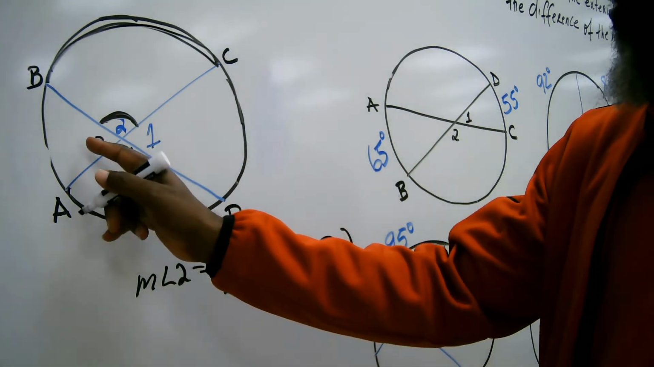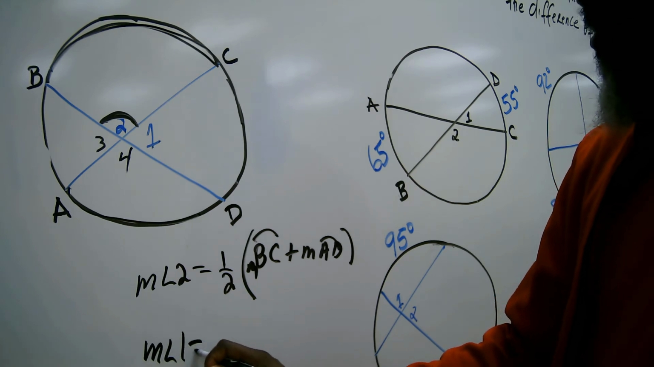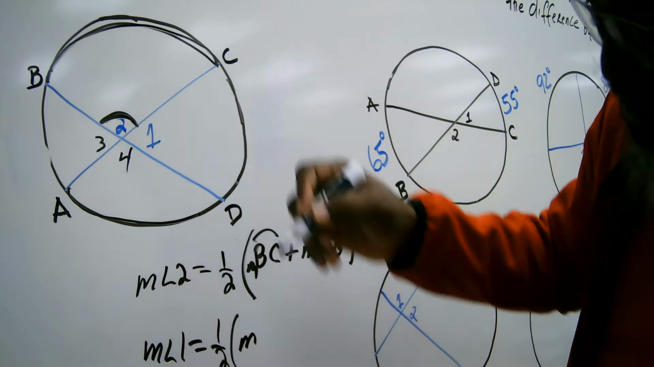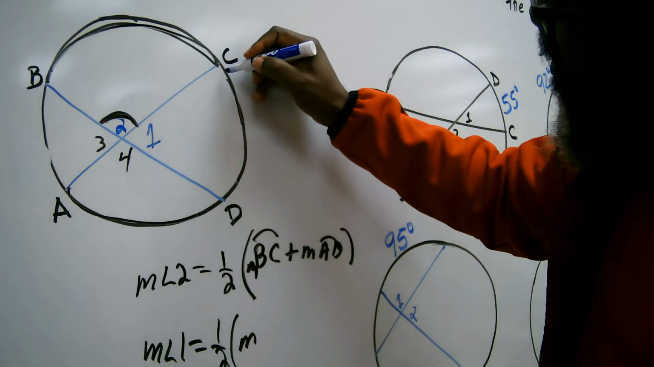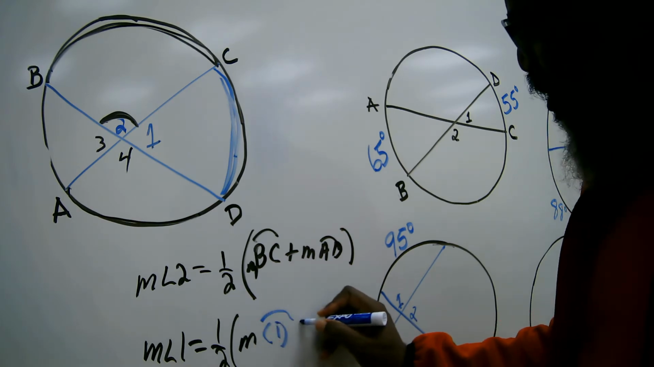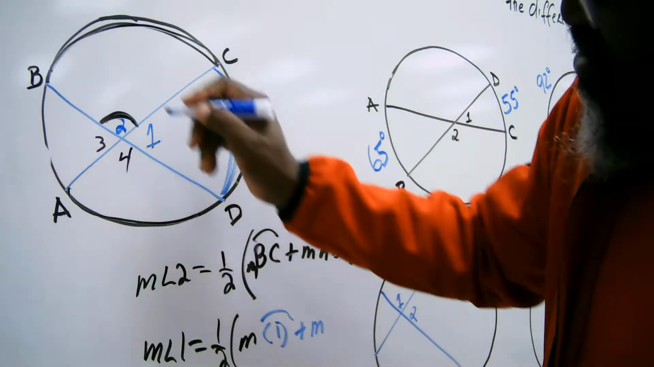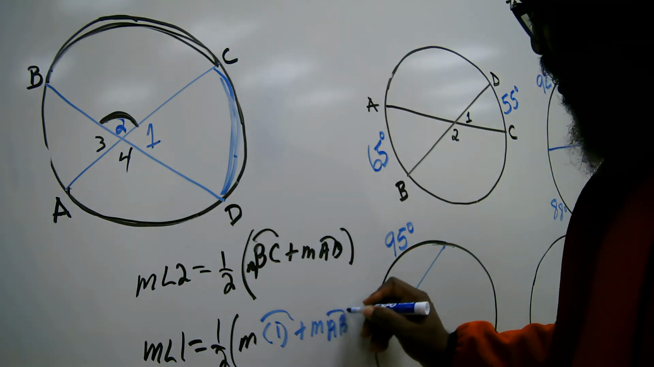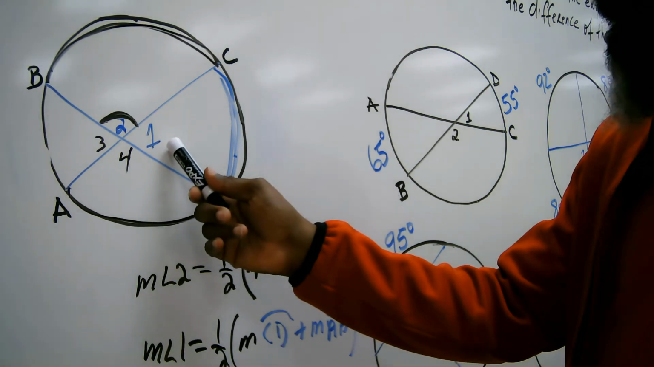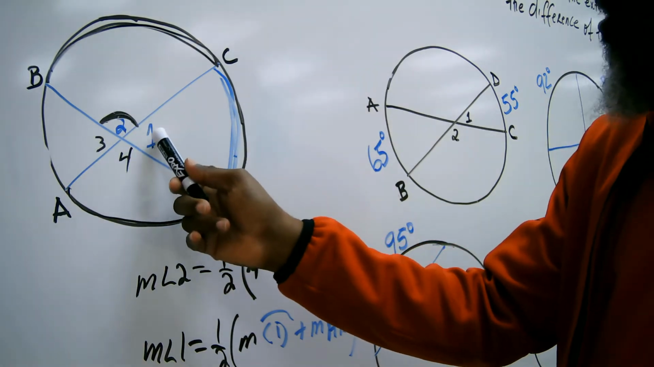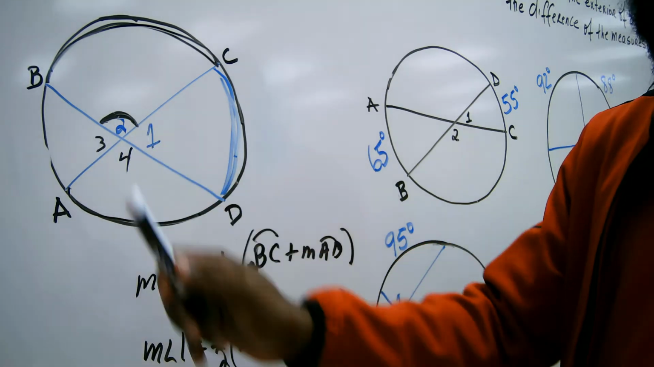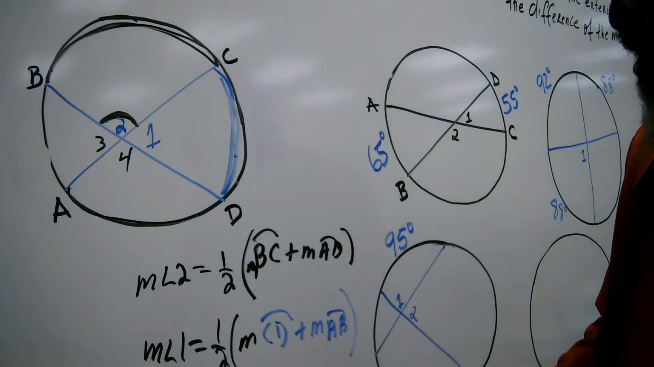Same thing if I need to find angle 1 or angle 3. Angle 1 is equal to 1/2 the measure of this arc, which in this case is arc CD, plus the measure of arc AB. That will give me the angle that I'm looking for. And like I said earlier, if I know angle 1, I will know angle 2 because they are a linear pair. If I know angle 1, automatically I will know angle 3 because they are vertical. If I know angle 3, I know angle 1. I will know angle 4 from the same analysis. So this is what this is telling you.